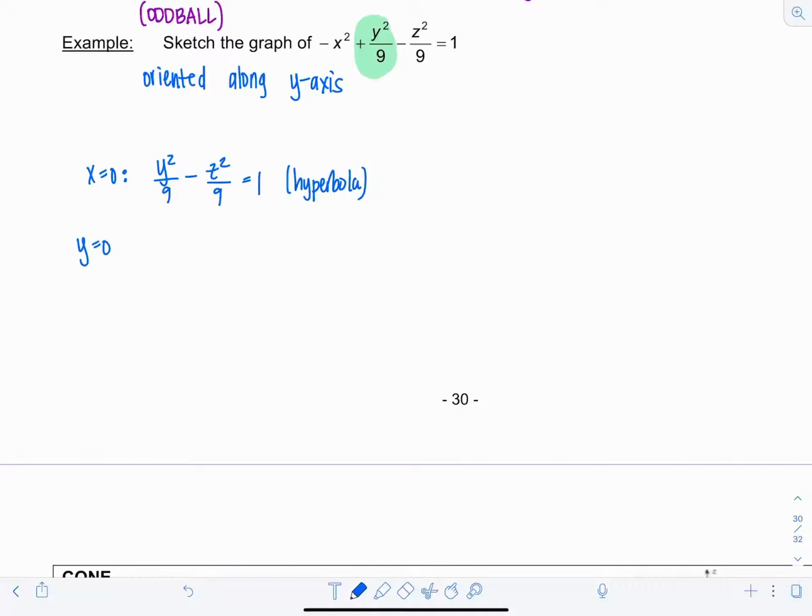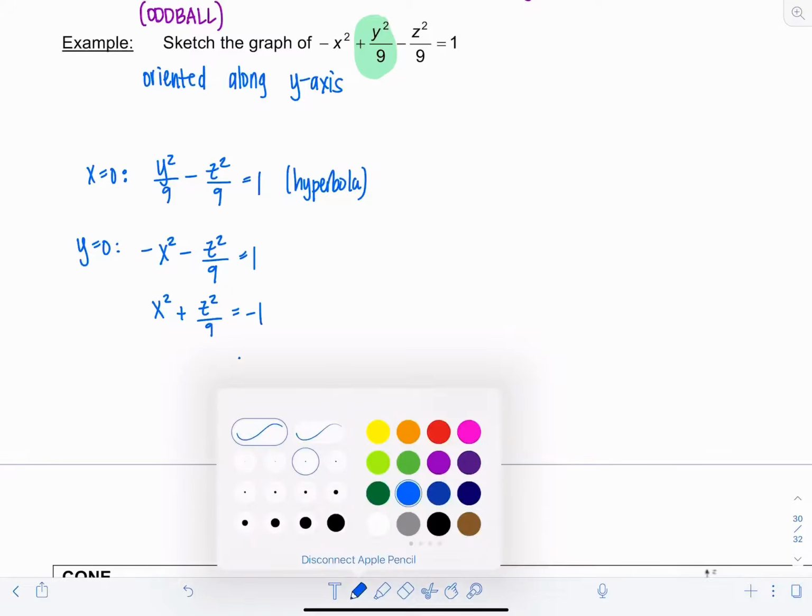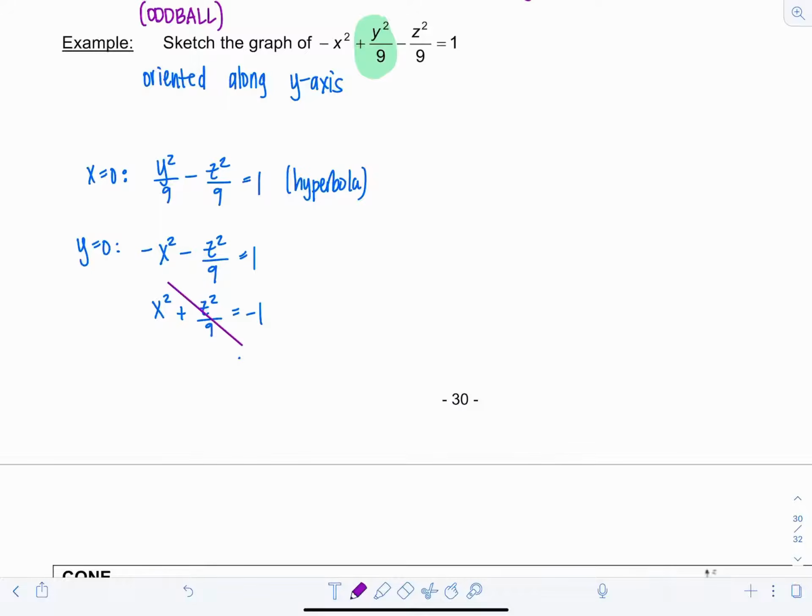If y is equal to 0, I'm going to have negative x squared minus z squared over 9 equals 1. Now think for a second. Is it possible, if I were to get rid of the negatives, I could just multiply everything through, right? So I'd have x squared plus z squared over 9 equals negative 1. Is it possible for it to equal a negative number if you're summing up the square of 2 terms? No, that's not possible. So what do we say? This trace won't yield a graph. This is a degenerate case. You might remember that from studying conics.